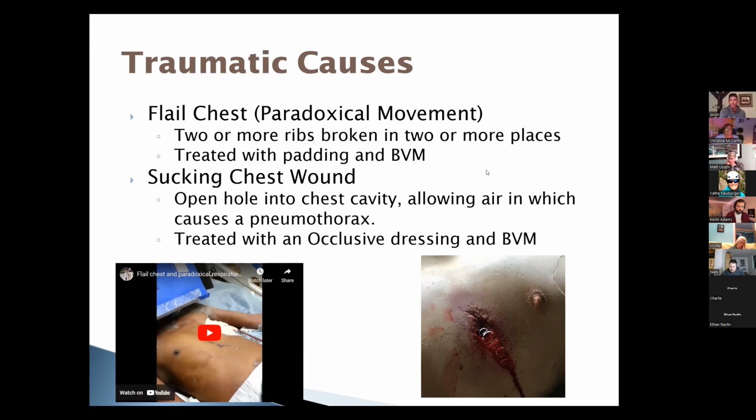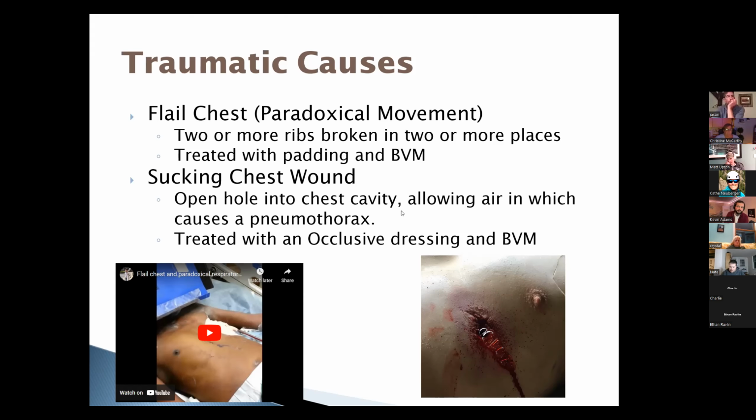Now, a sucking chest wound is essentially just an open wound from the outside world into the chest cavity. Usually it's that nice protected airtight seal. But if we have a wound that goes from the outside world into our chest cavity, air can get in and sometimes it can bubble out. So we're going to see bubbles around that area, or we might hear air entering or leaving. You might hear a whooshing sound with each breath.